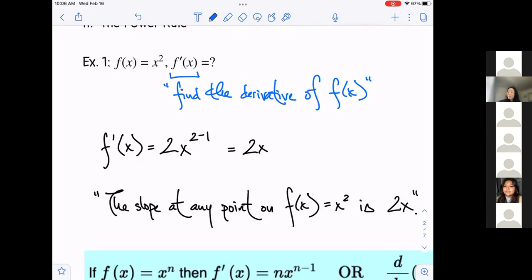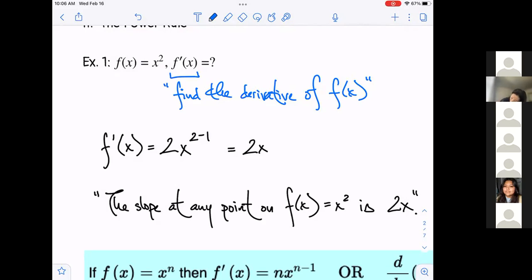Okay, that's a formula. I agree with that, but let's describe in words. What happened? You lost a number in the exponent. Great, I agree with that. We did lose a number.